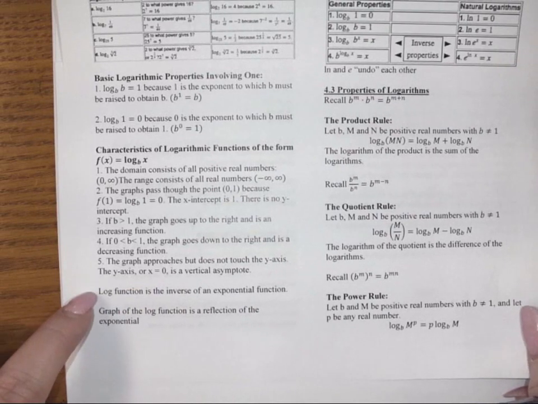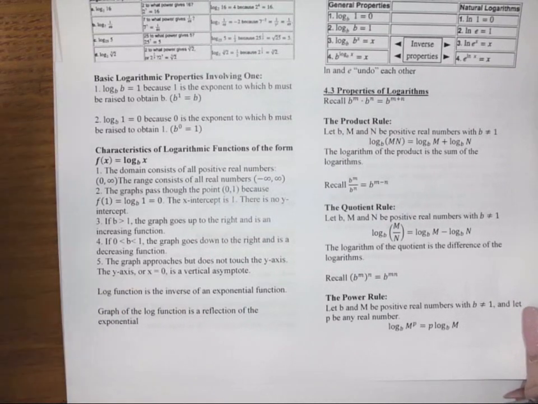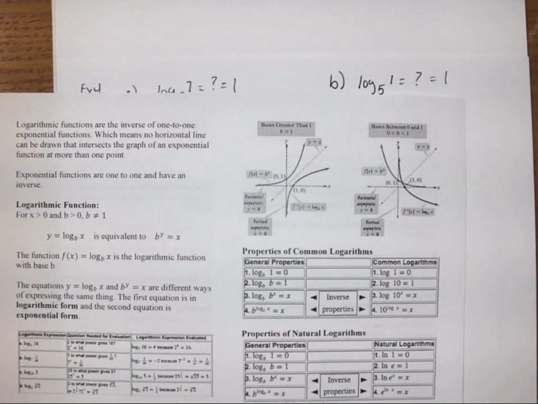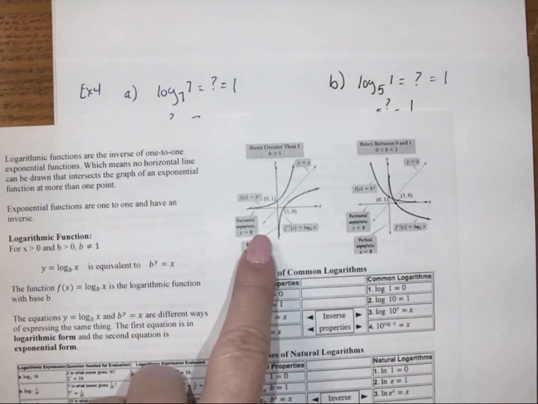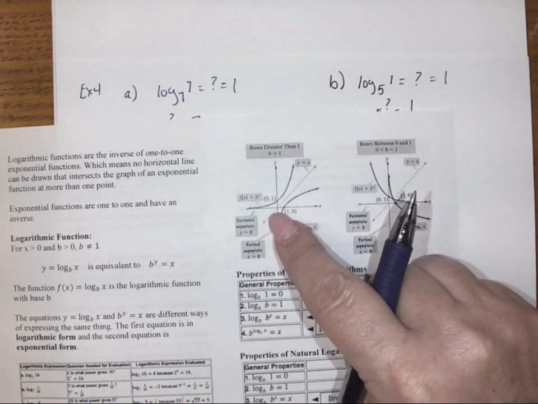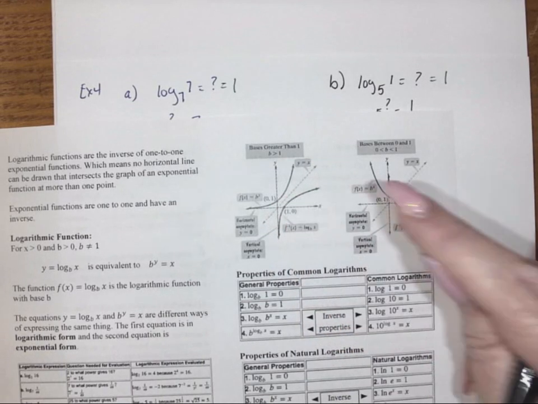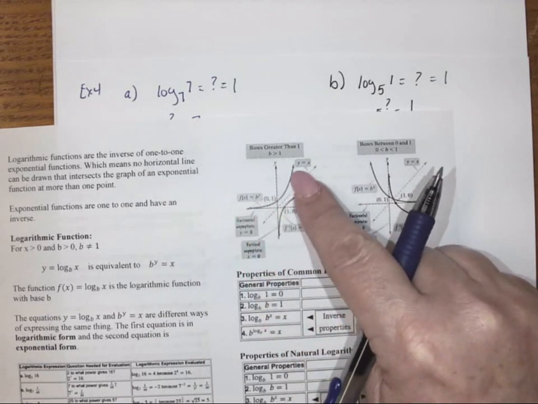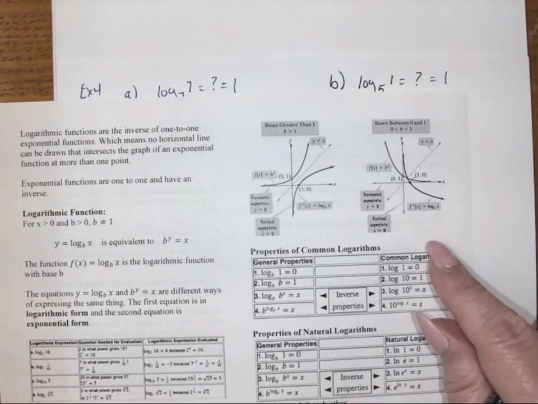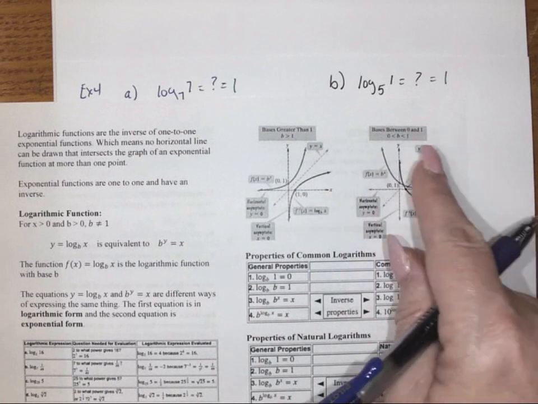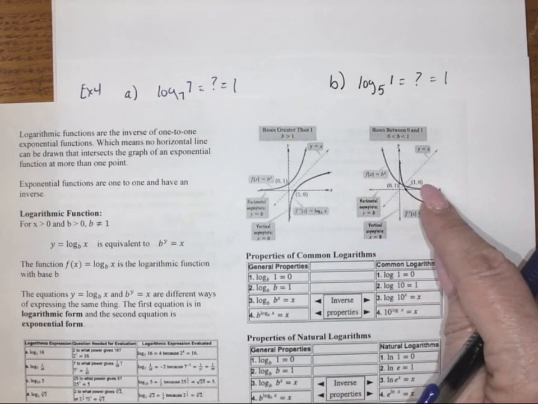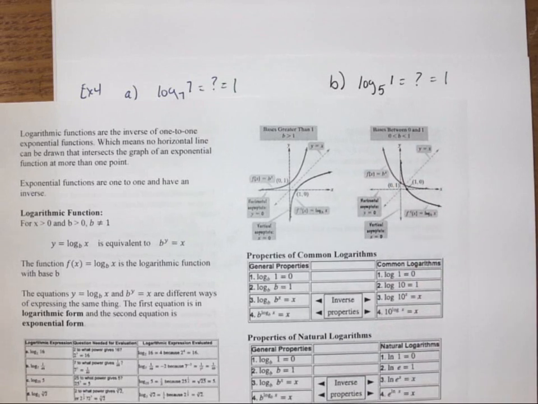The log function is the inverse of an exponential function, and the graph of the function is a reflection of the exponential over y equals x. So you can see here is y equals x. That means if x is equal to 1, y is equal to 1. And this is the exponential. This is the log. Same thing happens over here. Over that y equals x, they are reflections of each other. So here is your exponential, and here is your log function.